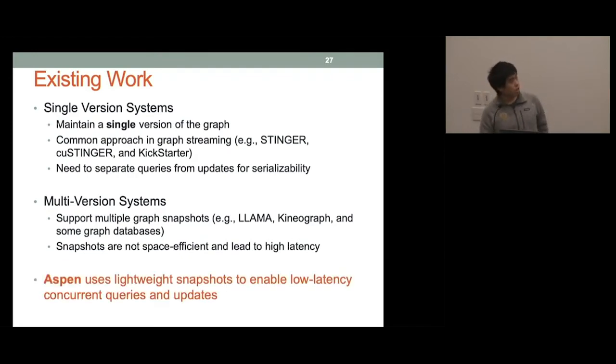So in our work, we followed the multi-version system approach, and we developed Aspen, which uses much lighter weight snapshots than existing work. These lightweight snapshots are very quick to create. They only take logarithmic space and time. And this allows us to basically create a snapshot for every graph update operation, which allows us to achieve low latency for queries and updates that are running concurrently.